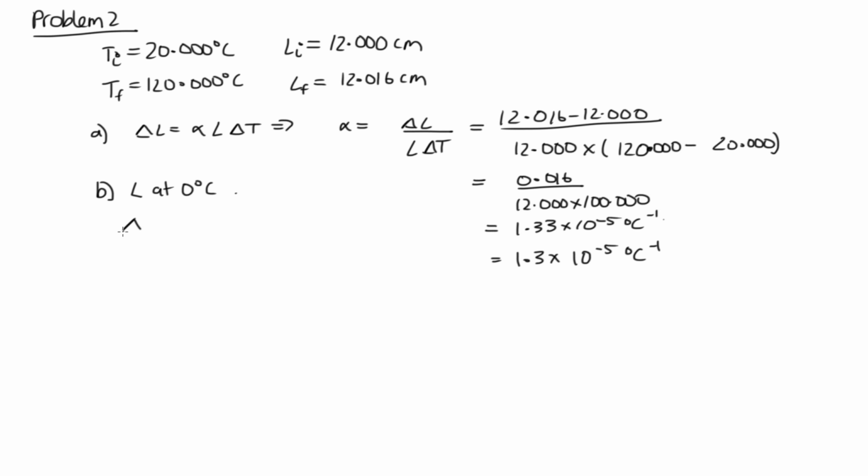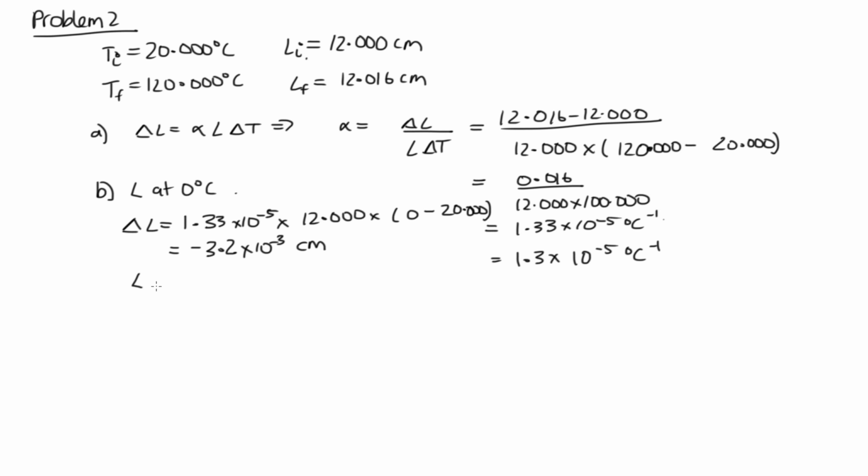Okay, so we can work out the change in length as the temperature decreases from 20 degrees C down to 0 degrees C. So alpha we've got now is equal to 1.33 times 10 to the minus 5. The initial length, that's this 12 centimeters at 20 degrees C. The change in temperature, that's the final temperature, which is the 0 minus the 20. So solving that, we get a change in length of minus 3.2 times 10 to the minus 3. And as this was in centimeters, this is in centimeters. Okay, so that's the change in length.